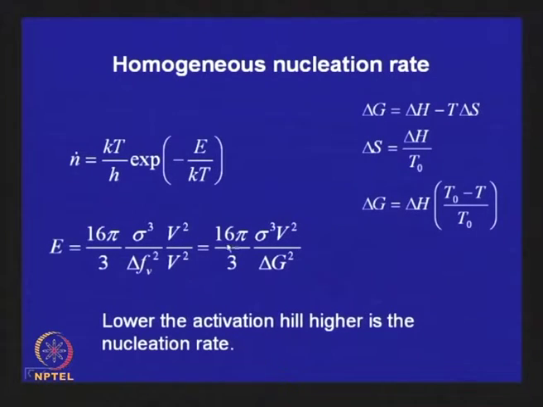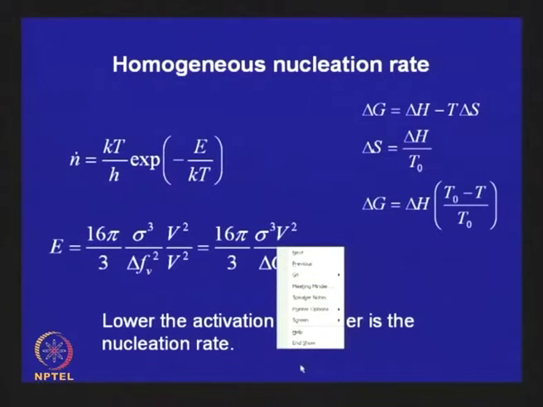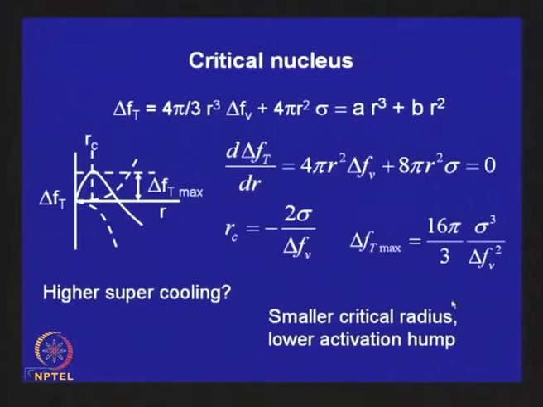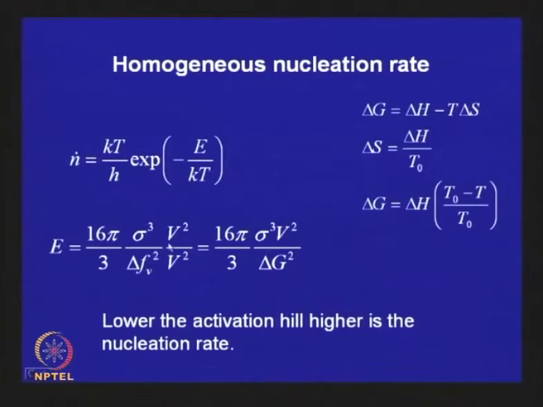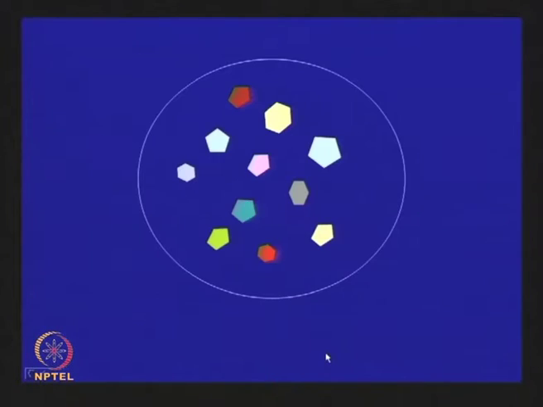Here, the energy of transformation means you go back to the previous expression and substitute it over there. In this expression, all these are in molar quantity. So, to find this energy, you multiply the numerator and denominator by V square, where V is the molar volume, and then you get the molar free energy of transformation. So, you can see more clearly that the lower the activation hill, the higher is the nucleation rate and the finer is the structure.